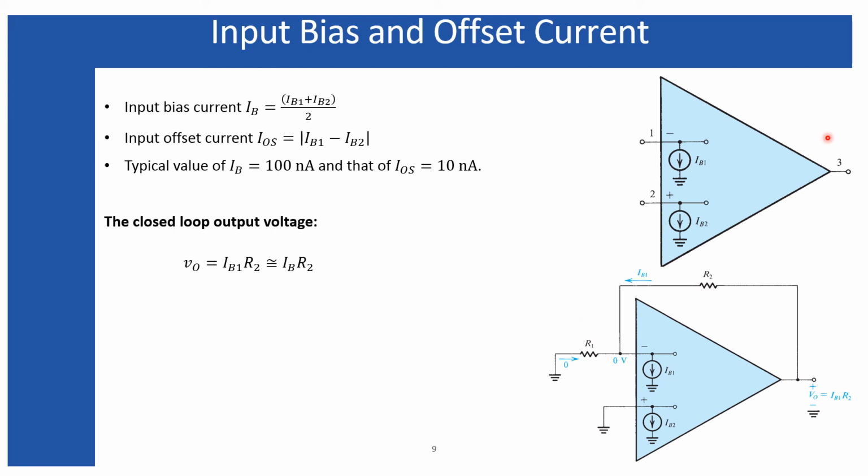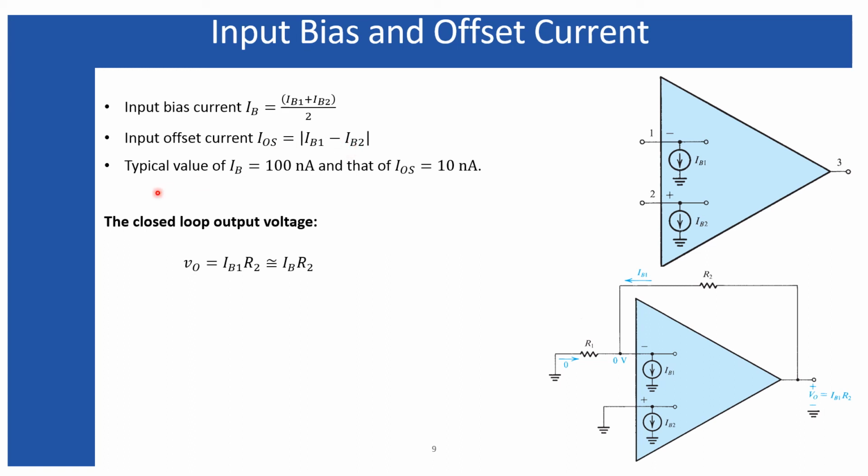Similarly, if a little mismatch appeared within this operational amplifier, then due to that mismatch the bias currents may not be equal to each other. In that case, this IB1 will be different from IB2, and in addition some offset current will appear due to the non-zero difference between the individual bias currents of the individual branches.